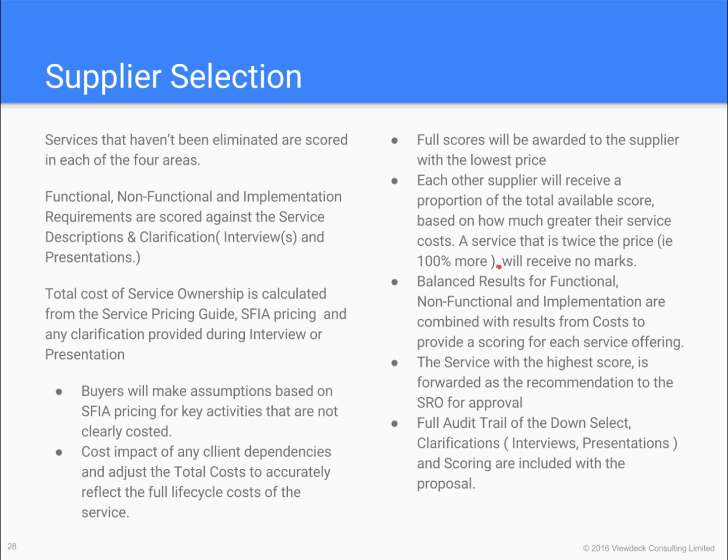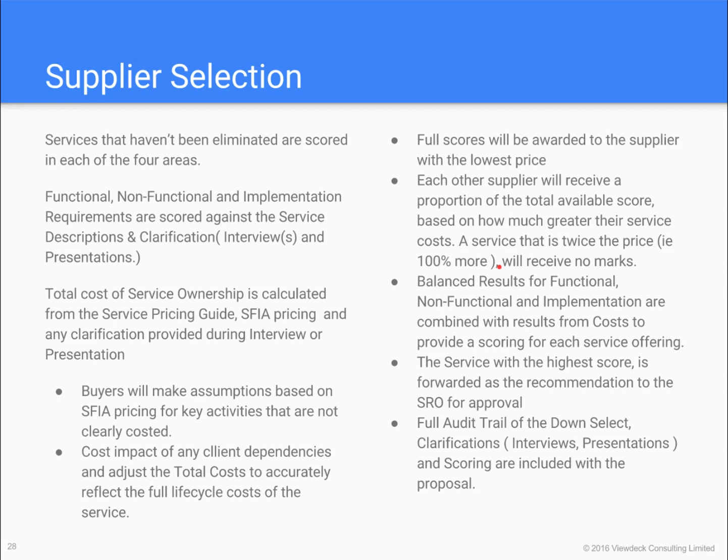Typically through this costing exercise, we will actually look to cost any of the impact of those dependencies, and once we've got the cost, we will actually award full score for that section to the supplier with the lower cost. Each other supplier will get a proportion of the marks based on a percentage of how much greater the cost was. So, for example, a service that is twice the price will get none of the marks.